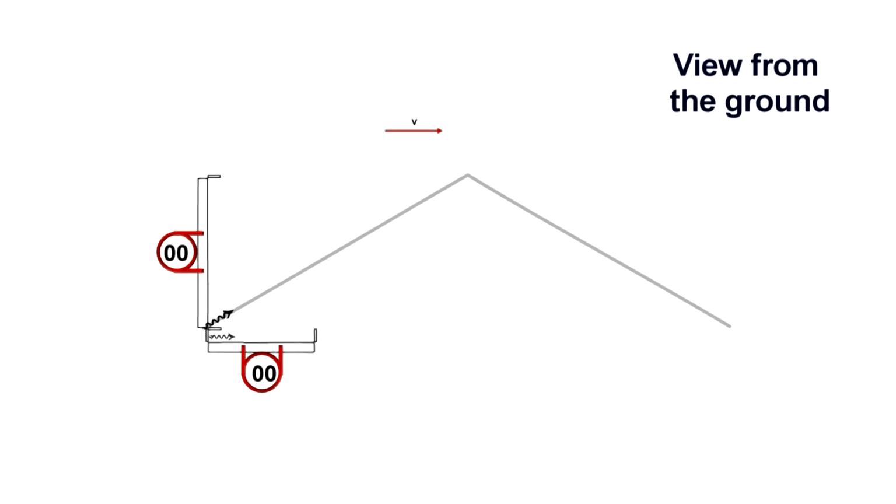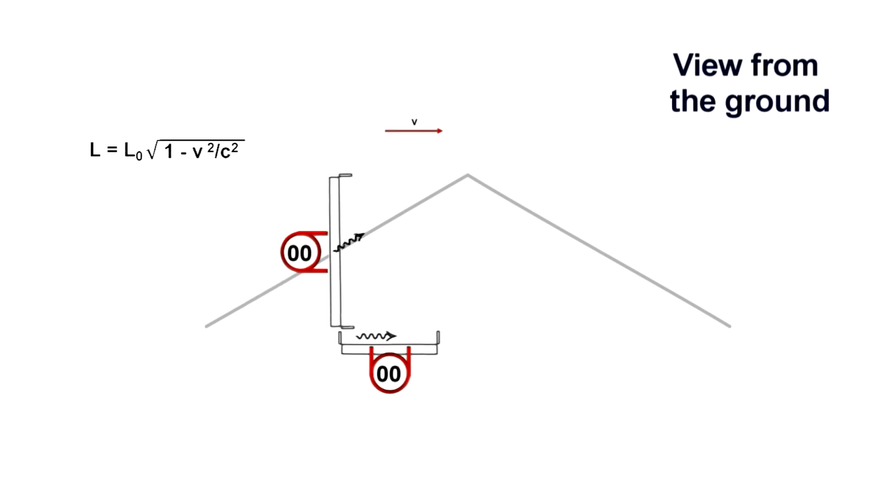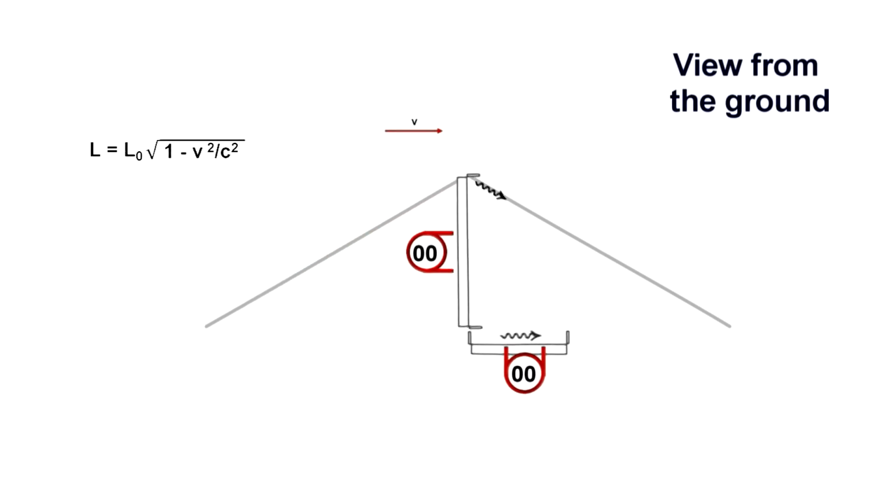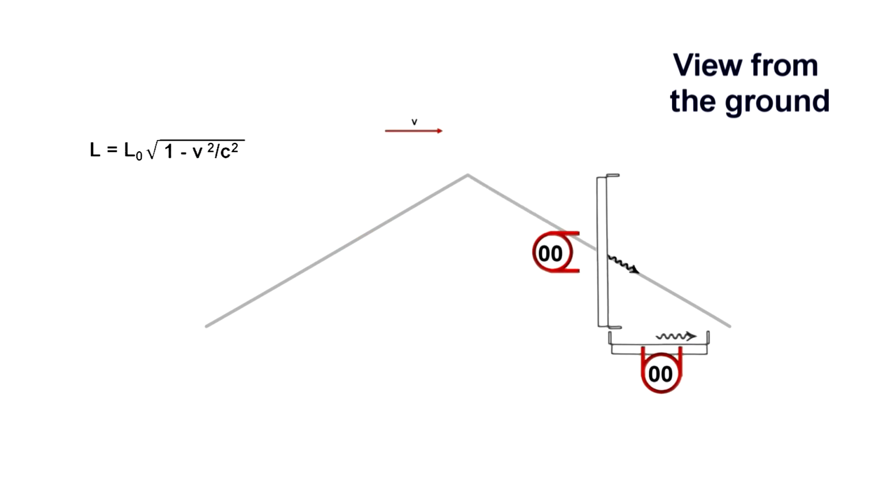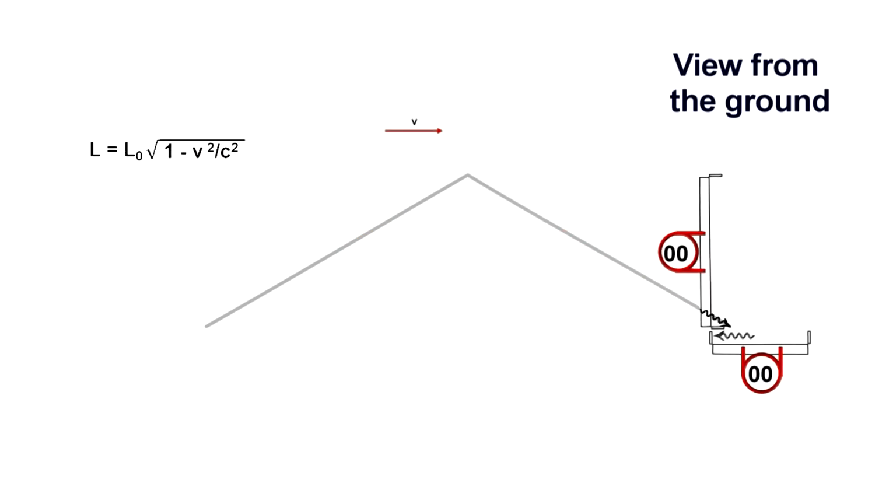The only way to bring the clocks back into sync is for the length of the distance traveled horizontally to shrink. And given the Lorentz transformation for distance, this is exactly what happens. This is called space contraction.